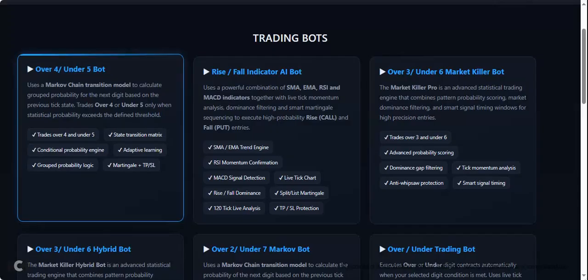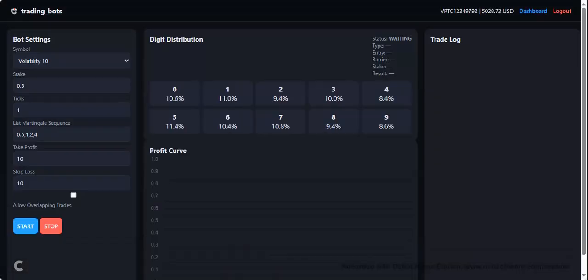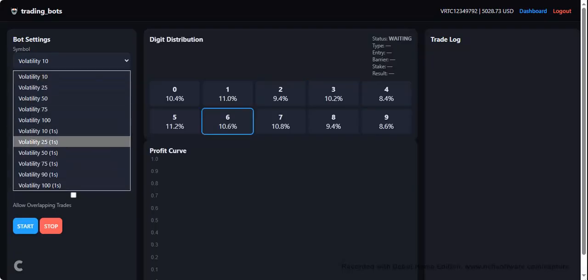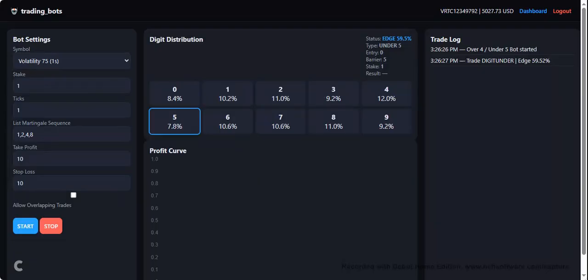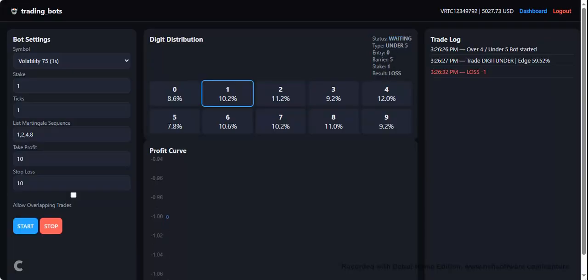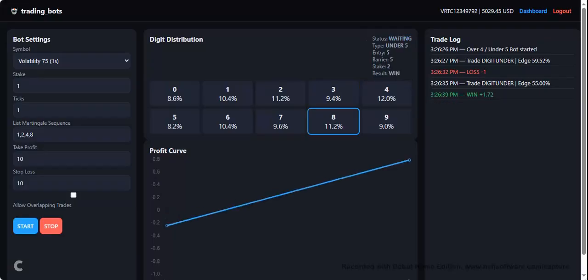Welcome back traders. Today, we're taking a look at the over 4/under 5 bot, an automated trading bot designed for Deriv synthetic indices. This bot is built to analyze market digit patterns and execute trades automatically based on probability and statistical edge. If you're looking for a smart and disciplined way to trade digit contracts, this bot is definitely worth checking out. Let's go over the current bot configuration shown on the screen.